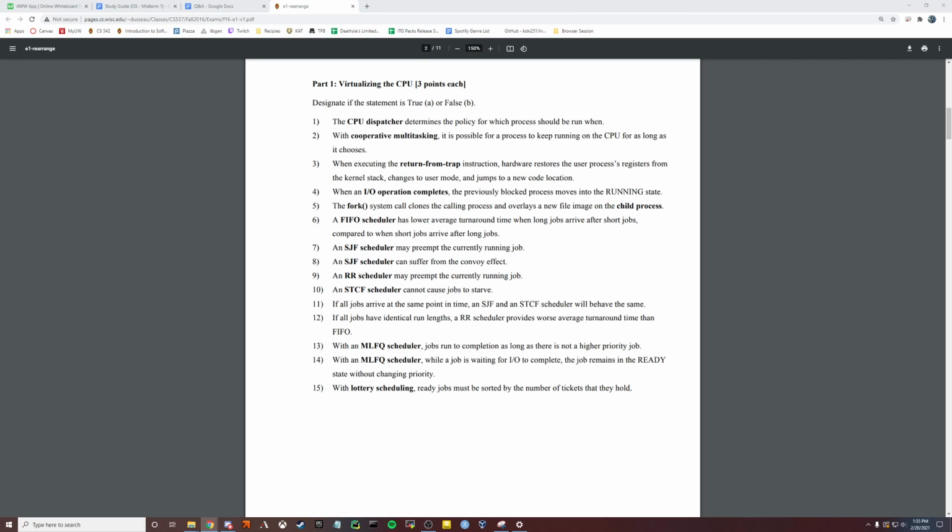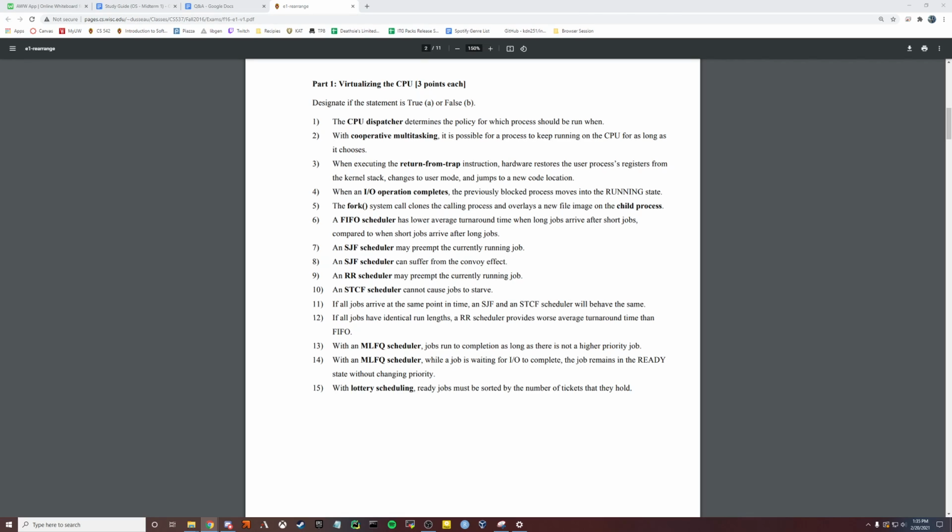Okay, number 1: the CPU dispatcher determines a policy for which the process should be run. That is false. It says the dispatcher implements the mechanism, the scheduler determines the policy. So I think we got that one correct. Yeah, that's all we said.